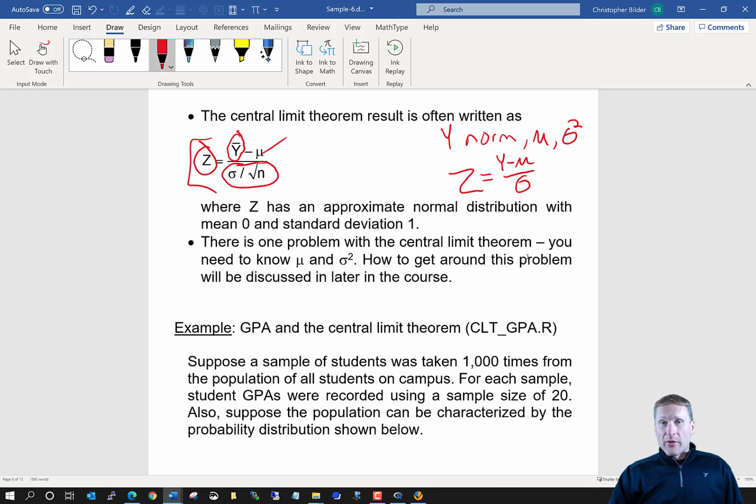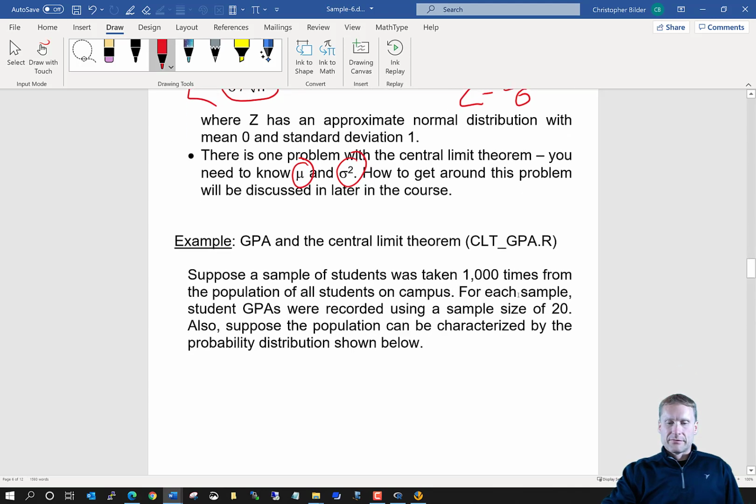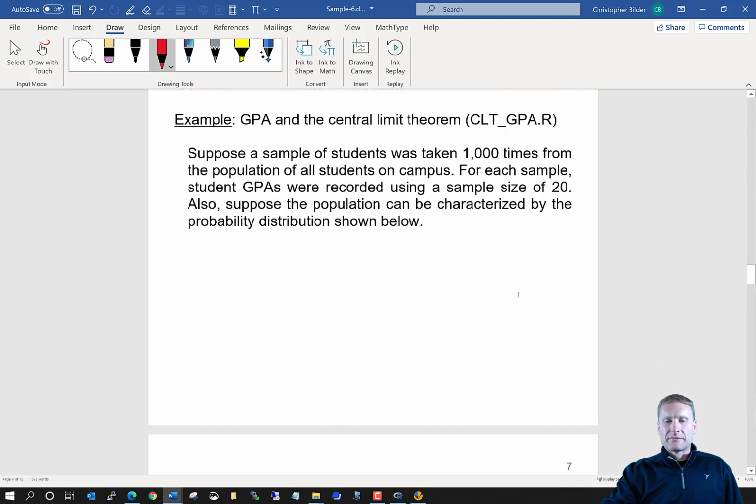Now, there is a problem with the central limit theorem, and that is we need to know mu, we need to know sigma squared. How do we get around that problem? We'll talk about that later in our course. Okay, so let's take a look at an example. The purpose here is to do a little bit of what's called a Monte Carlo simulation to show you that indeed the central limit theorem does work.